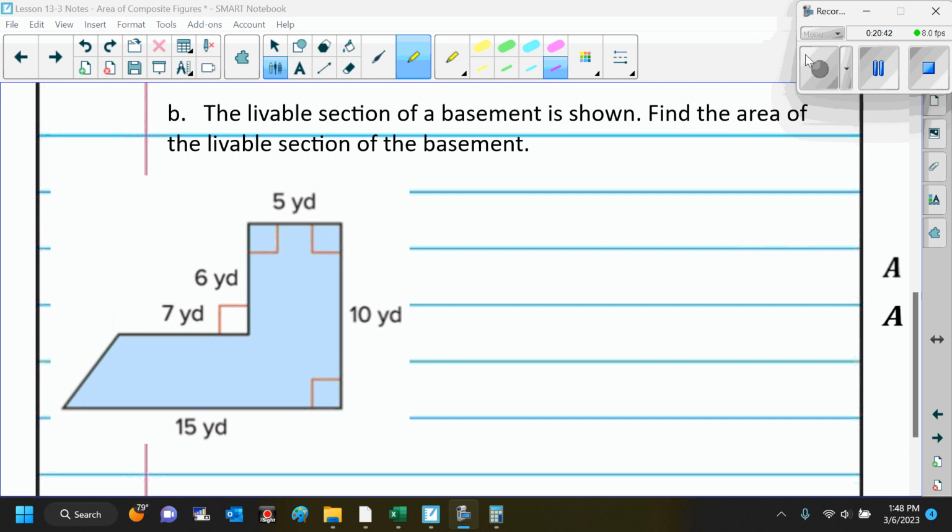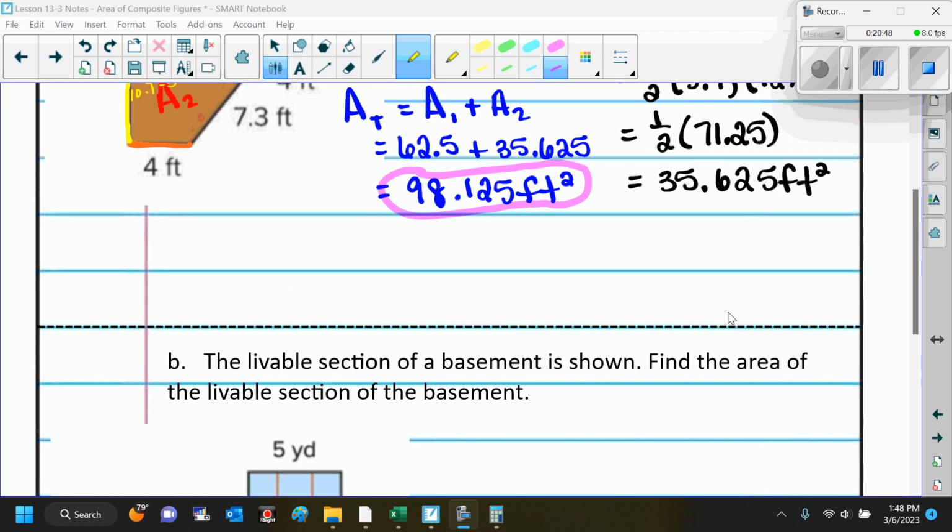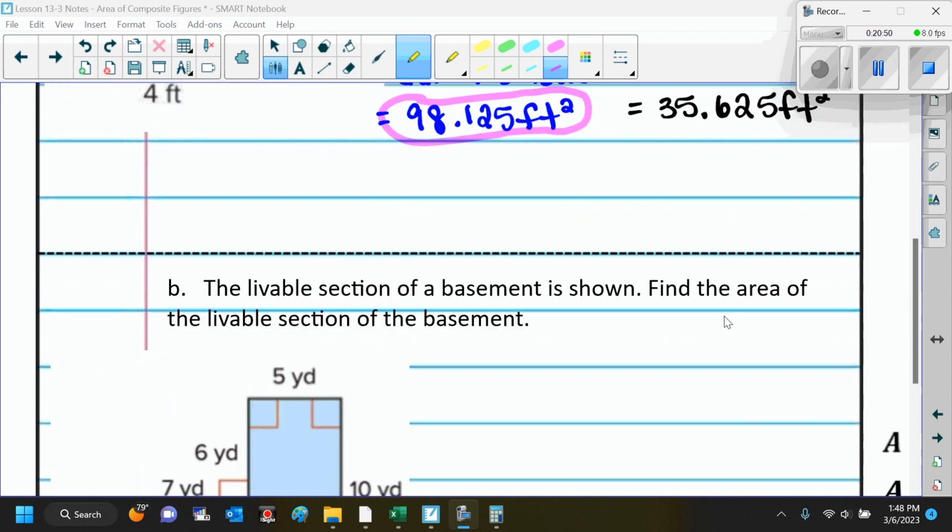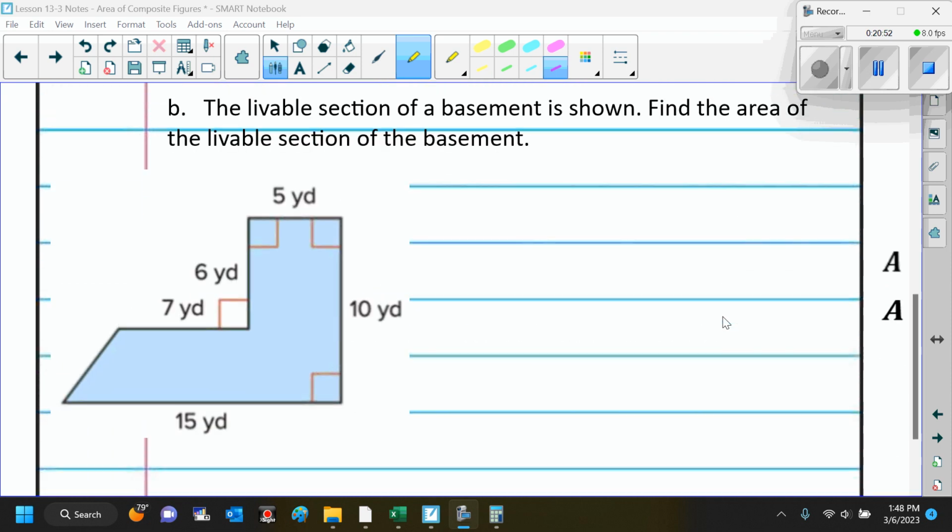So pause the video, take a minute, and do this example 2B on your own, and then take a look at the solution.